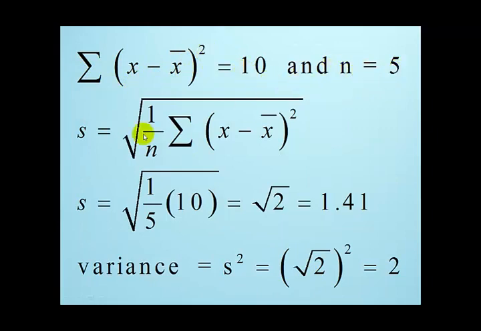So from the standard deviation formula, we have s is equal to the square root of 1 over n summation of x minus x bar all square, and n is 5, and summation of x minus x bar all square has given us 10. So by substitution, we have s equals the square root of 1 over 5 times 10. And 5 goes into 10 2 times. So we have the square root of 2, and that is 1.41. Now we said that the variance is the square of the standard deviation. So if the standard deviation is root 2, then when we square root 2, the 2 cancels the square root and we are left with 2. So the variance is 2 and the standard deviation is root 2, which is the same as 1.41.